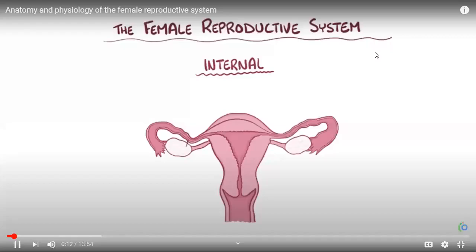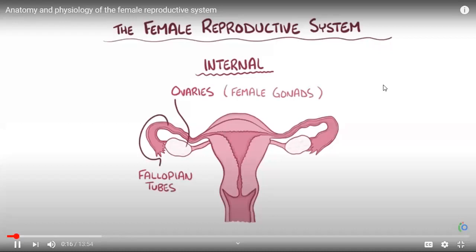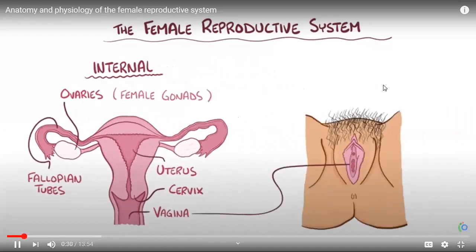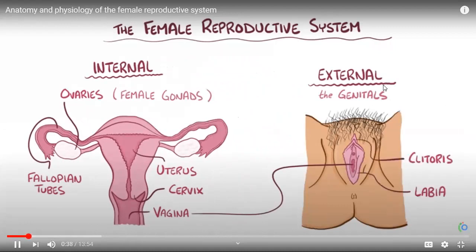The female sex organs are the ovaries, which are the female gonads, the fallopian tubes, which are two muscular tubes that connect the ovaries to the uterus, and the uterus, which is a strong muscular sac that the fetus can develop in. The neck of the uterus is called the cervix, and it protrudes into the vagina. At the opening of the vagina are the external sex organs, usually just called the genitals, and they're in the vulva region. They include the labia, the clitoris, and the mons pubis.